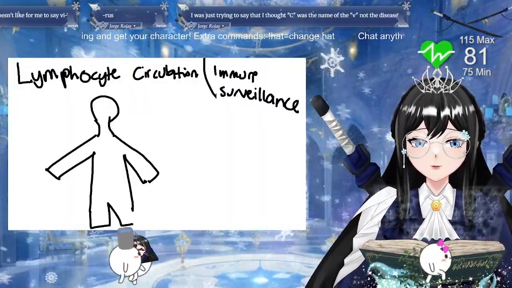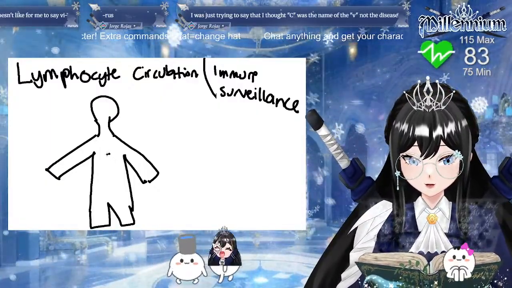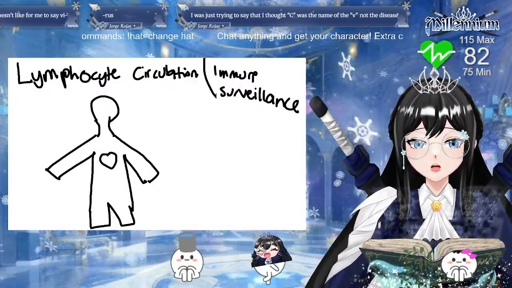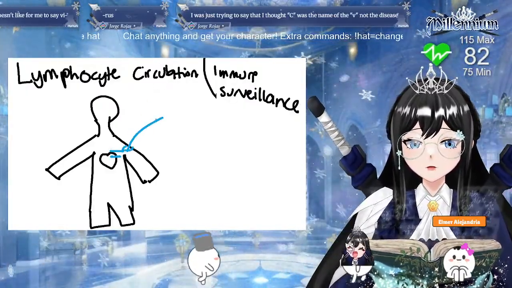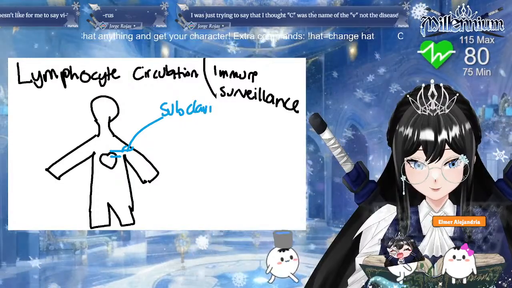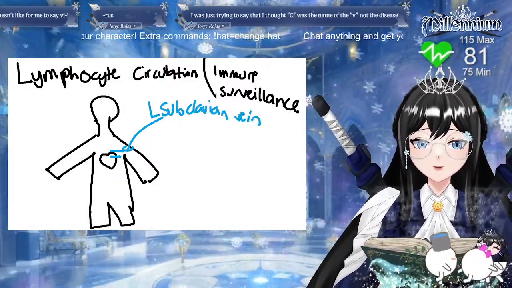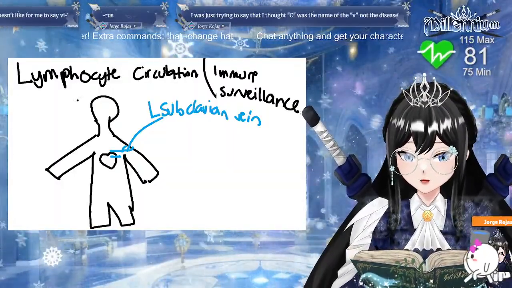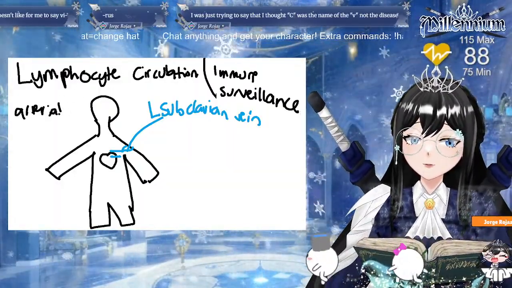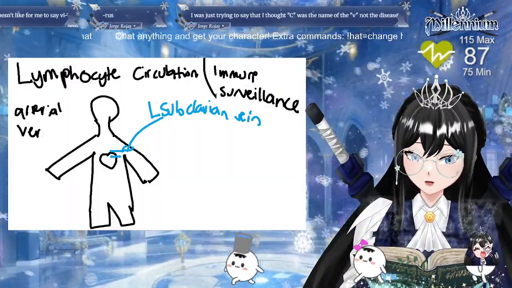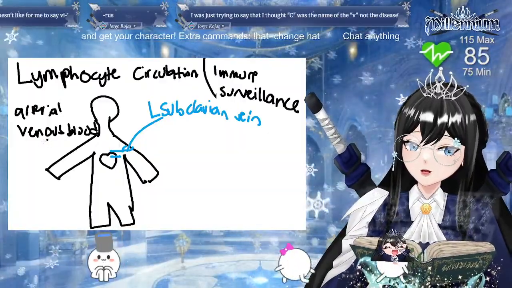Short legs. Okay, beautiful. So now you have the heart here, and then at some point over here you have the subclavian vein. The left subclavian vein. So, you have arterial blood, right? Blood that came from the heart. Then you have venous blood. Blood that's going back to the heart.